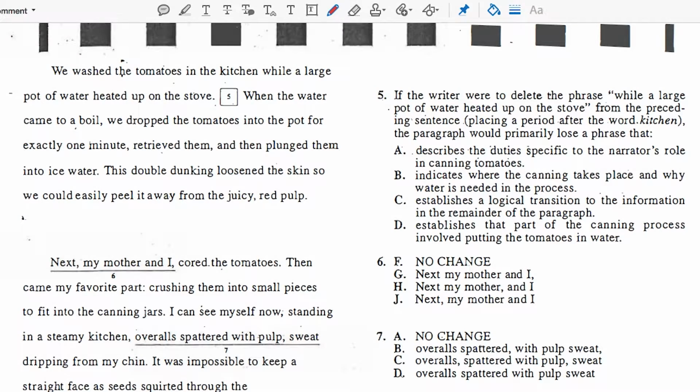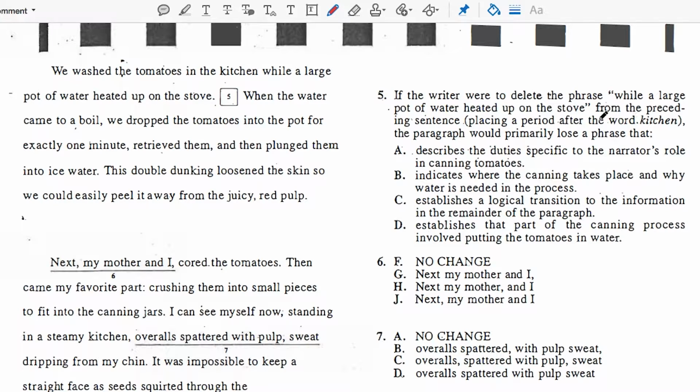So now we're looking at question 5 from passage 1 of the English test. Question 5 reads, if the writer were to delete the phrase, while a large pot of water heated up on the stove, from the preceding sentence, placing a period after the word kitchen, the paragraph would primarily lose a phrase that. All right, so starting off, we should pretend like we're following their directions.